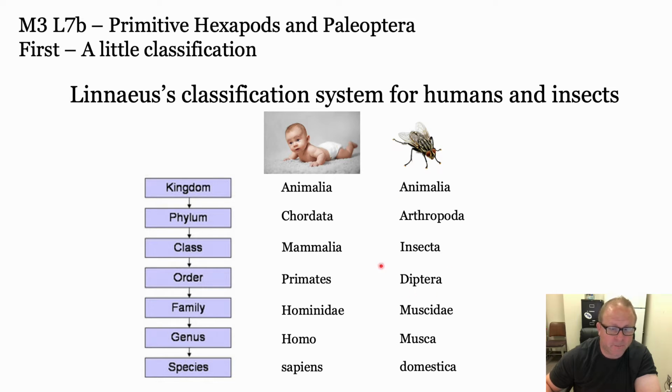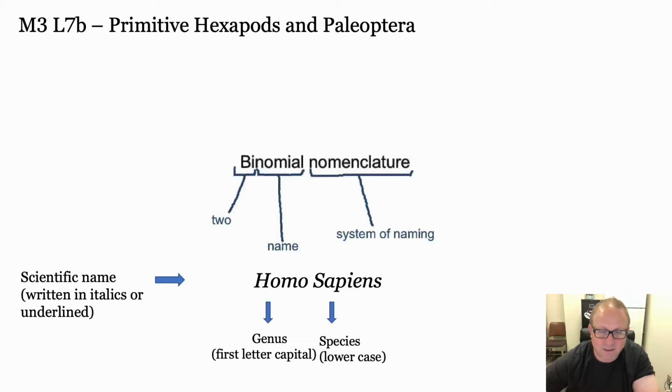The order Diptera are the flies. We have the Muscids, which is the family Muscidae, genus Musca, and the species domestica. Musca domestica is just the genus and species name for the housefly. They're kind of annoying, but it's really fun: when there's a housefly flying around, you can tell your friends, hey, look at that Musca domestica. And when we talk about Musca domestica or Homo sapiens or anything like that, that's binomial nomenclature. That means the two-name system, genus and species.